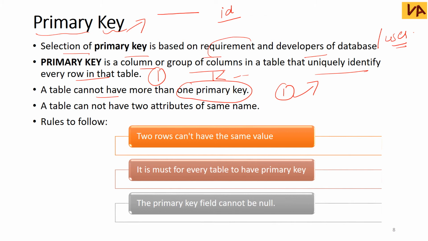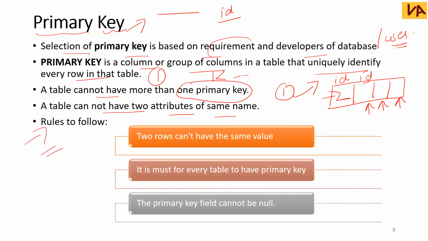हर एक टेबल में सिर्फ एक ही प्राइमरी की हो सकती है और आपको आइडेंटिफाई करने के लिए हर एक टेबल में जितने मर्जी एट्रीब्यूट होते हो आपको एक कॉलम को प्राइमरी की बनाना पड़ेगा. बाकी अगर और भी एट्रीब्यूट्स या कॉलम्स हैं जो उस टेबल को यूनिक आइडेंटिफाई कर सकते हैं, पर हमें एक ही प्राइमरी की हमेशा चाहिए होती है. A table cannot have two attributes of same name. For example, if we are going to give this as a student ID, then we cannot make another ID column here. आप दो कॉलम्स को सेम नेम नहीं दे सकते.